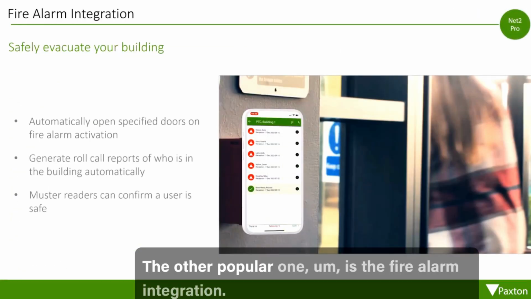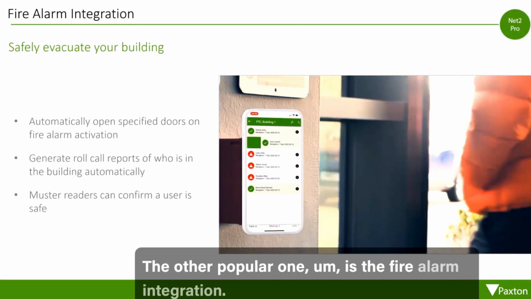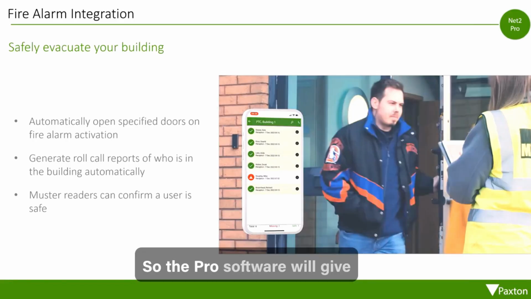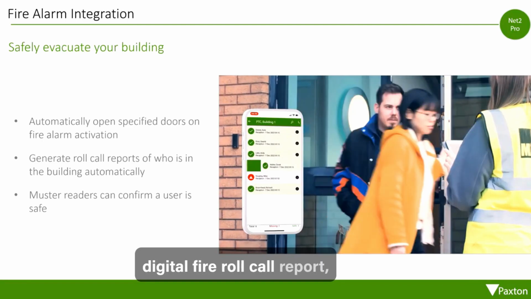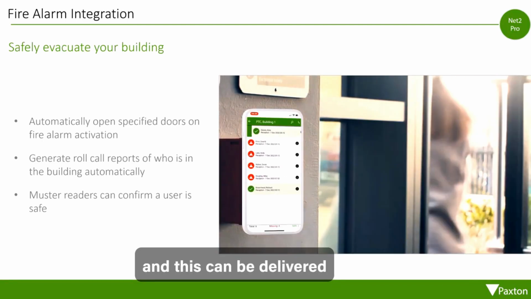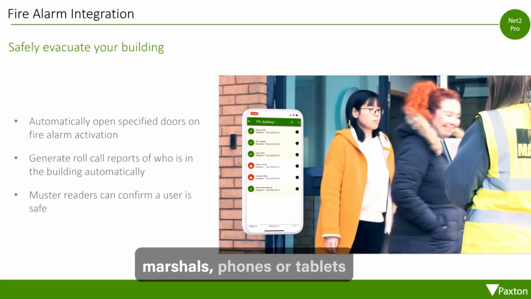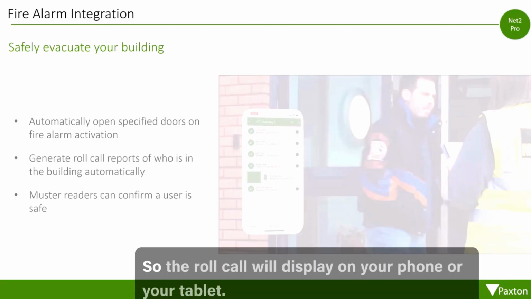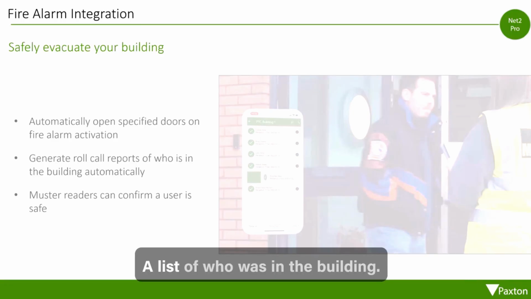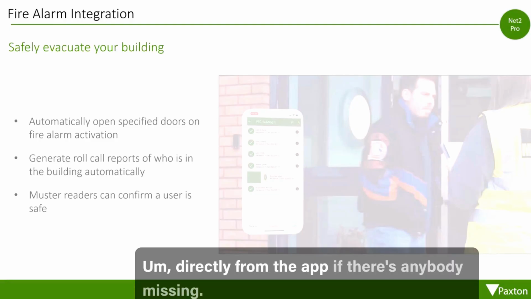The other popular one is the fire alarm integration. The Pro software will give you the option of having a digital fire roll call report, and this can be delivered automatically to your fire marshals' phones or tablets when the fire alarm's triggered. The roll call will display on your phone or tablet a list of who was in the building. They can then be marked safe directly from the app.